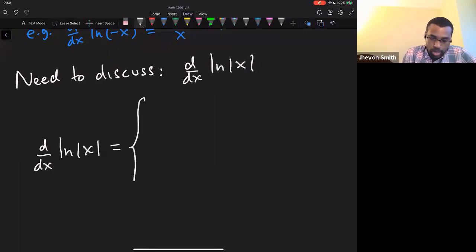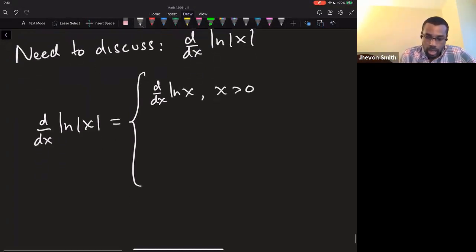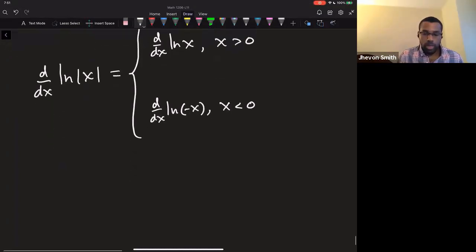There are two possibilities. There is the derivative of ln of x if your x is greater than 0. Remember, it's undefined if x is equal to 0, but in this case, it's the derivative of ln of minus x if x is less than 0. So if your x is less than 0, absolute value is going to turn it into minus x to make it positive. So we have that piecewise function.